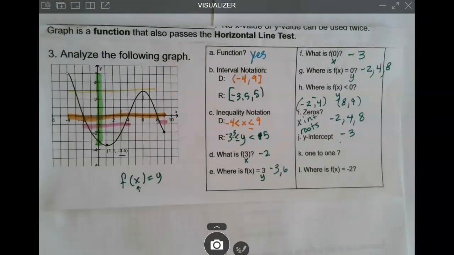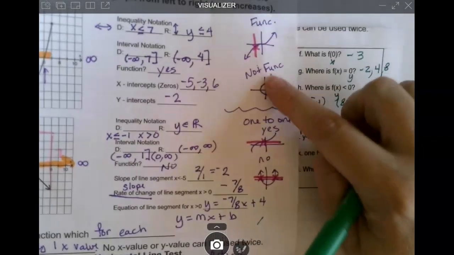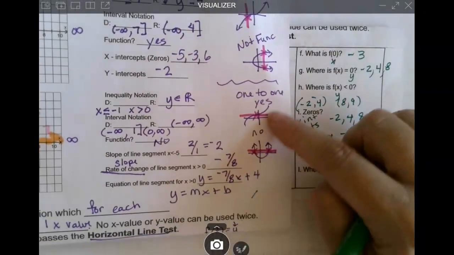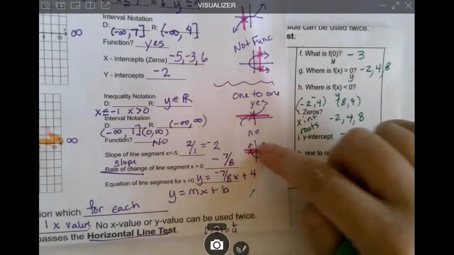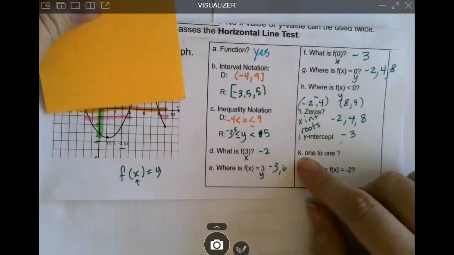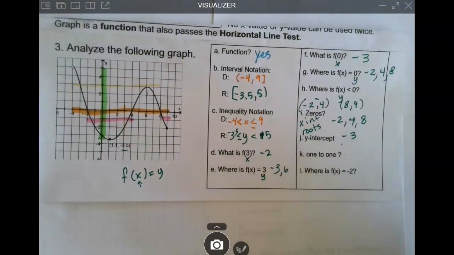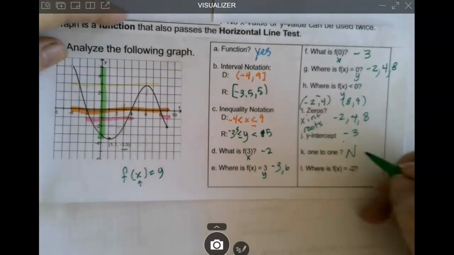Then it says, is this 1-to-1? Well, remember on our last video, we talked about is it a function is the vertical line test, and is it one-to-one is the horizontal line test? So we need to see if it would pass a horizontal line test. Well, anywhere that I look at here, it's going to cross it at more than one place. So that's going to be a no.